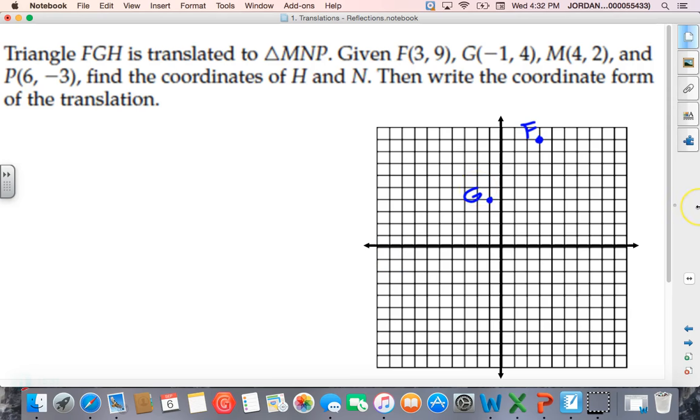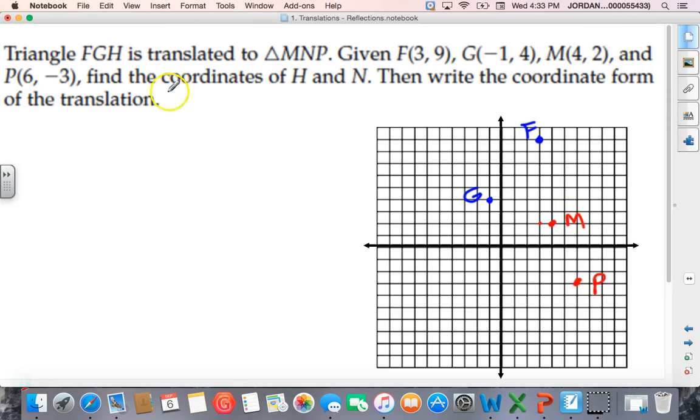All right, now, let's graph M and P in a different color here. So M is 4, 2. That's 3, 2, isn't it? Yeah, 4, 2. And P is 6, negative 3. So 2 more over, and then down 1, 2, 3. So this is M, and this is P.